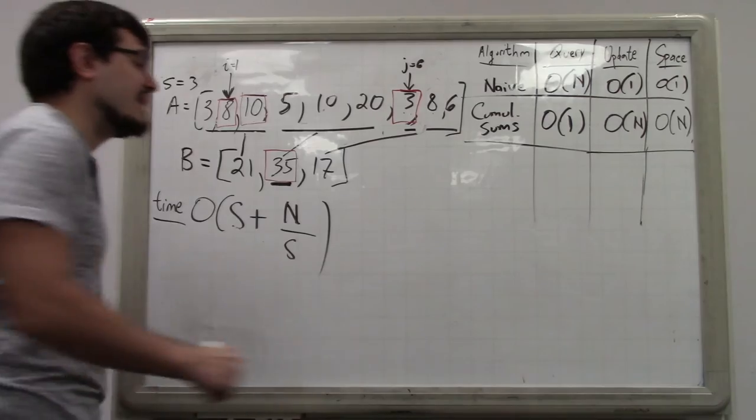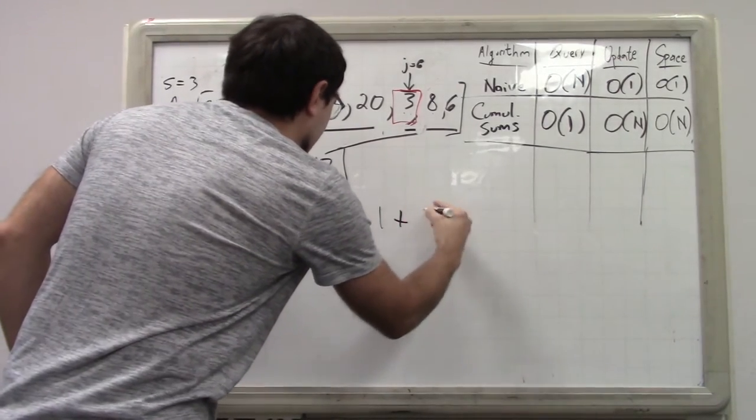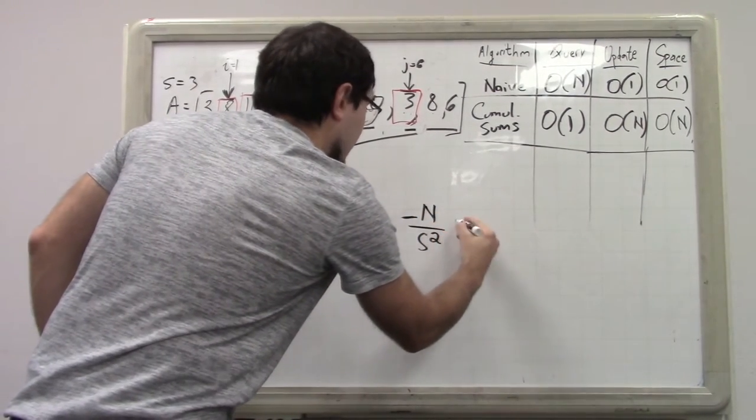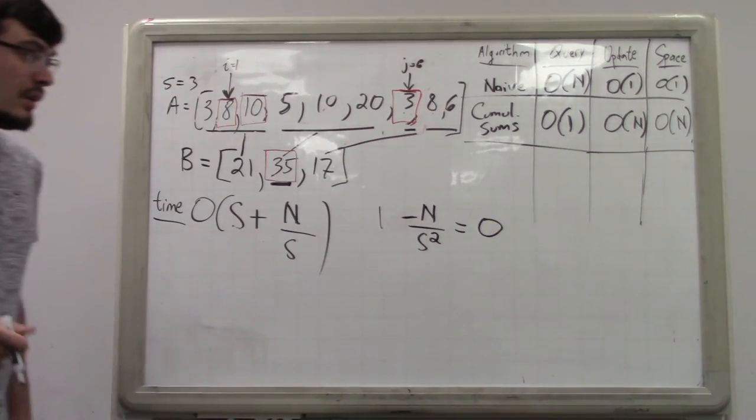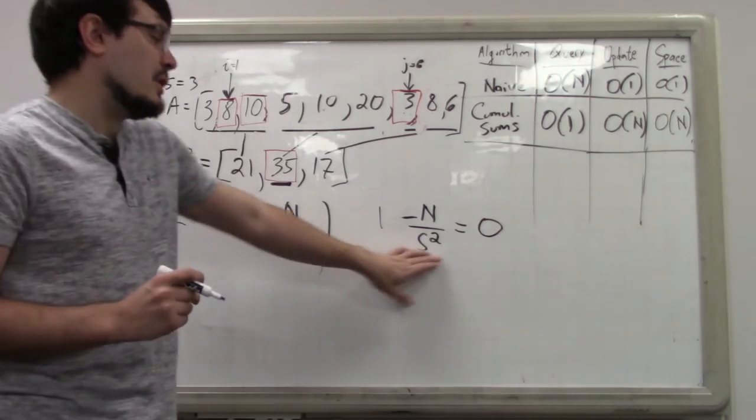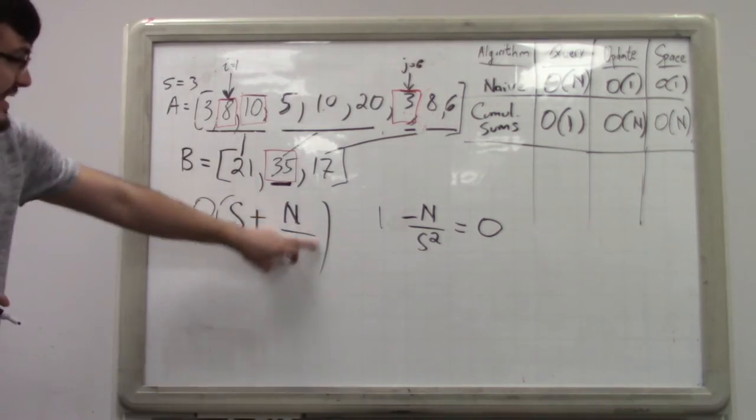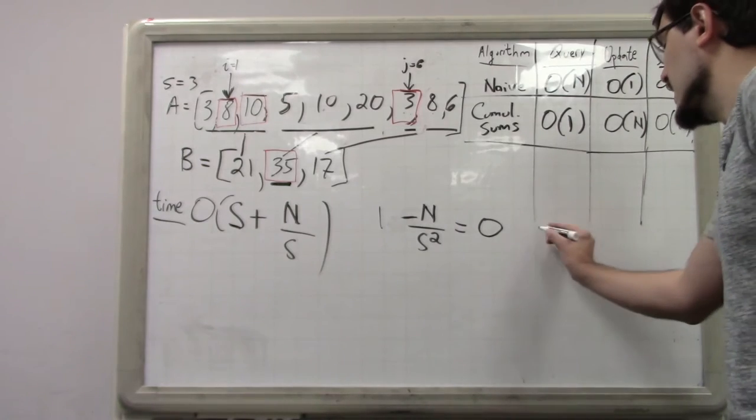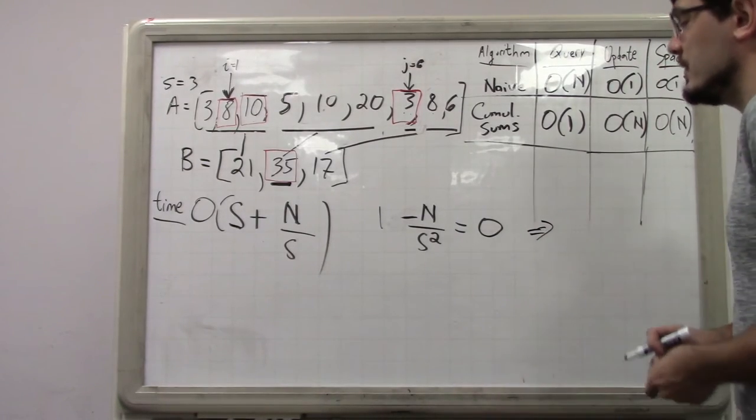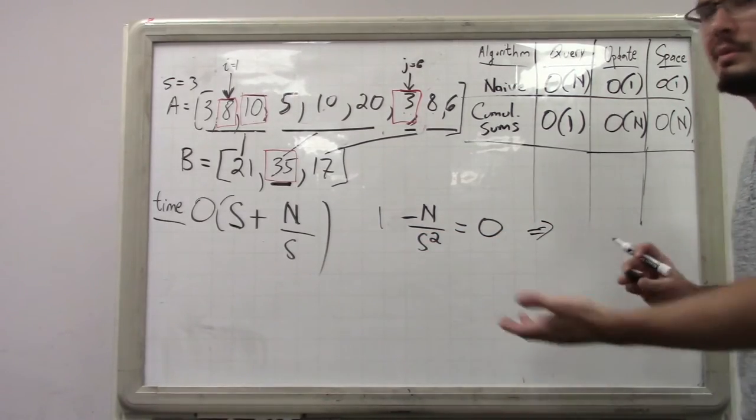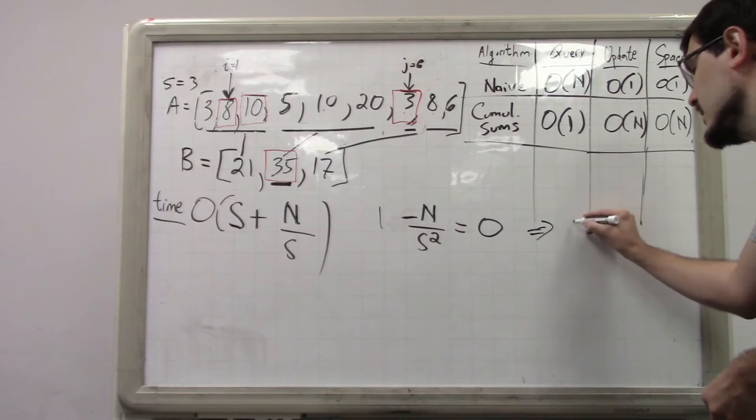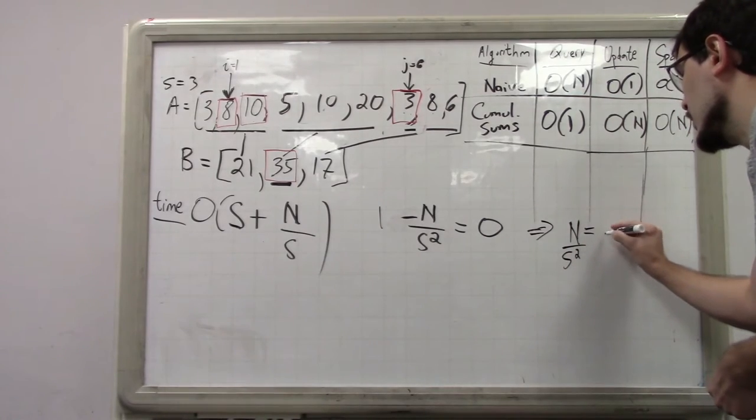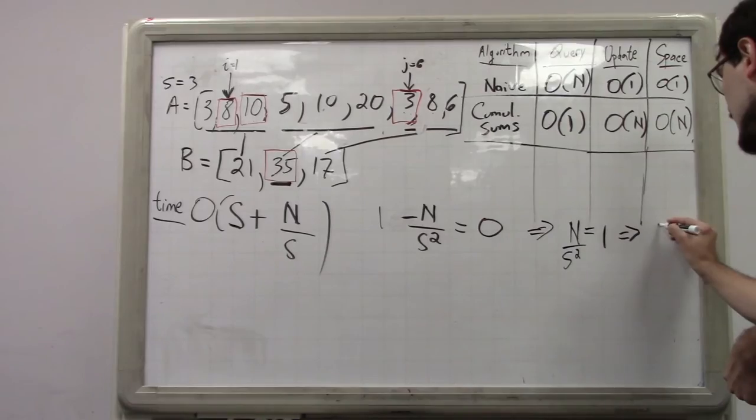So we take the derivative with respect to s, and we get 1 minus n over s squared equals 0. If you don't know how I got this equation, it's by taking the derivative of this expression. It's outside the scope of this video to explain that, so don't let it confuse you; just treat it as a black box, some optimization method that gives you this equation. From here you end up with n over s squared equals 1, and this gives you s equals square root of n.